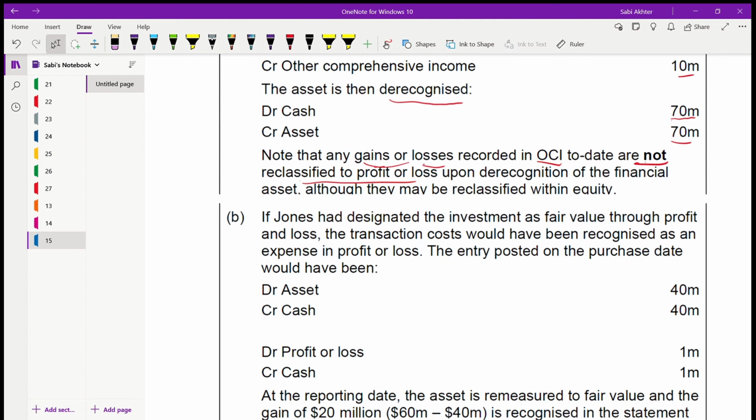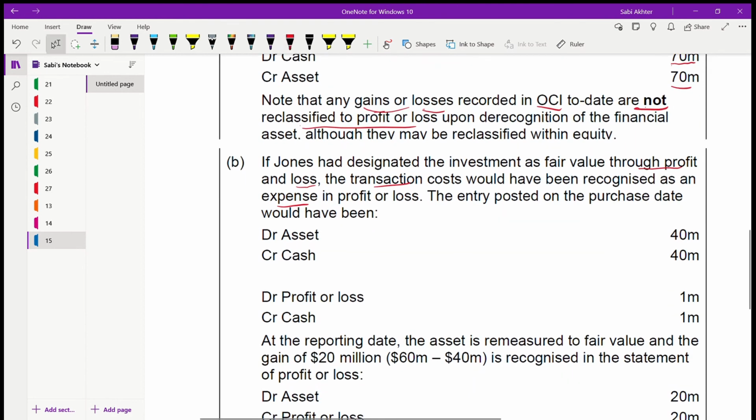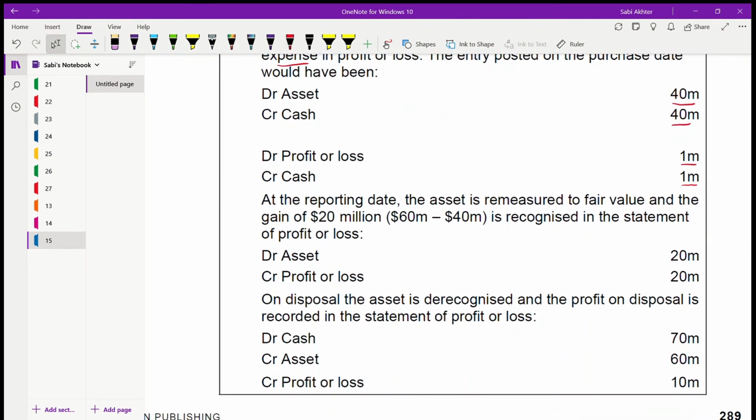But in the second one, things are different. They told it will be through profit and loss. So here, transaction cost will be expensed if it's through profit and loss. So now you don't add that one with 40. You debit asset 40, you credit cash 40. Instead, that 1 million you are putting in the profit and loss account in the debit, and you credit cash 1, as a transaction cost you have to pay in cash. Now the asset is remeasured to fair value. So it's a gain of 20 million because from 40 it has increased to 60. And this will be recorded in profit and loss this time, not OCI. So you debit asset, you credit profit and loss.